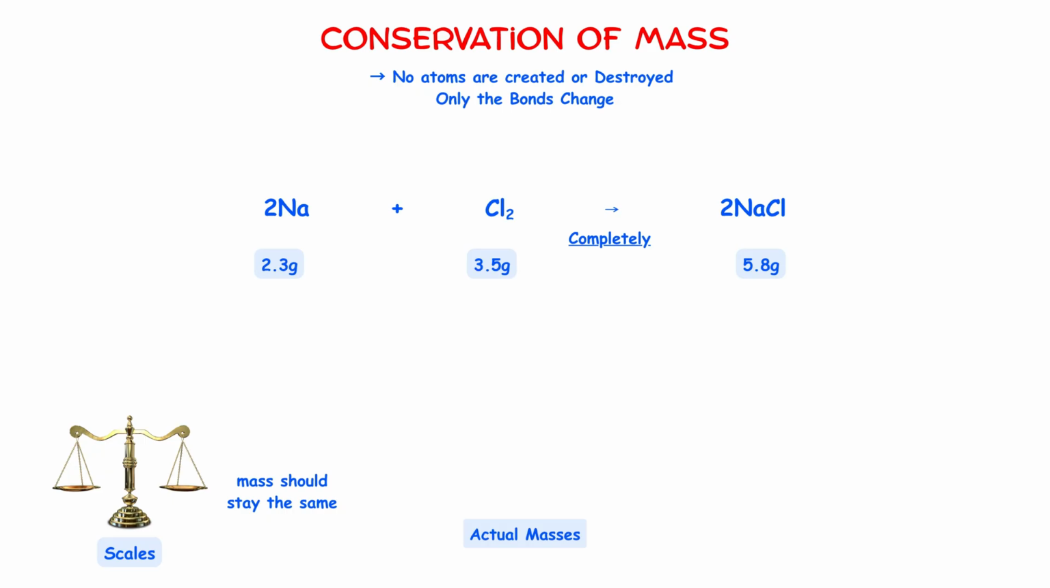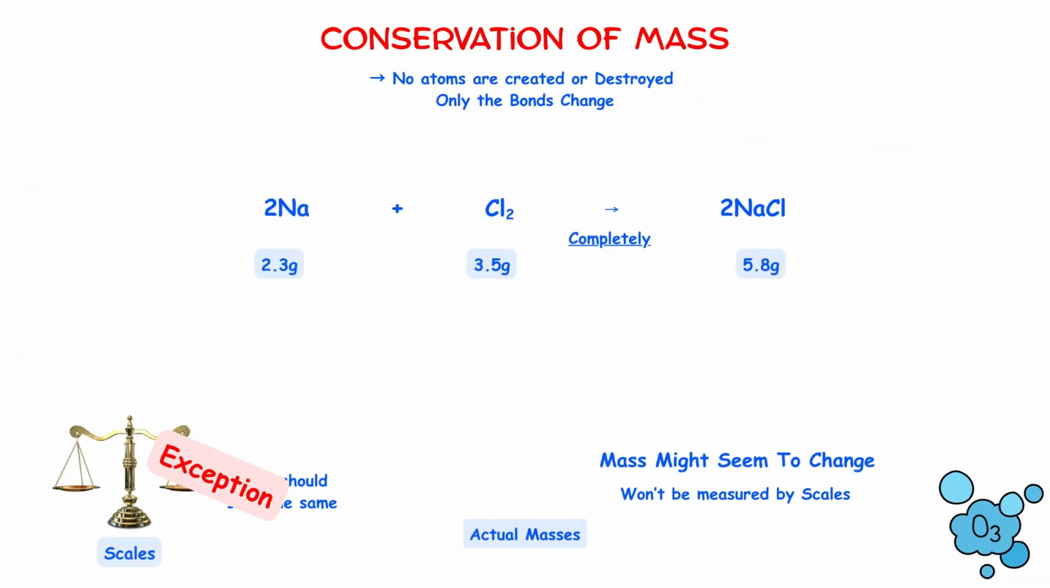Another way to think about this principle is to look at actual physical masses involved in a real-life experiment. Suppose we reacted 2.3 grams of sodium with 3.5 grams of chlorine gas. Provided the reaction goes to completion with no leftover reactants, the total mass of the resulting sodium chloride should be the sum of the masses of the reactants, which is 2.3 plus 3.5, equaling 5.8 grams. Therefore, if this experiment was carried out on a set of scales, the total mass would remain unchanged before and after the reaction. However, there is an important exception to this rule, especially when the reaction involves gases.